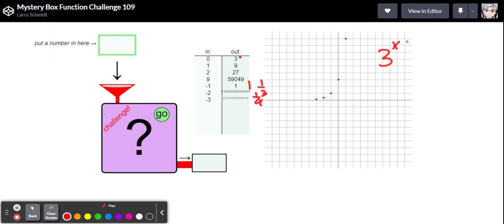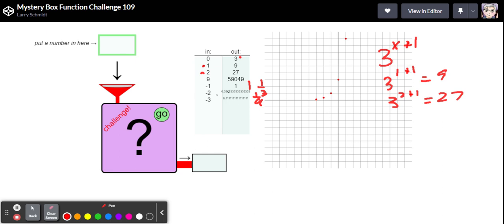So what I think maybe is happening is they're just adding 1 up here. So you're going to add 1 to your x and then take 3 to that power. Let's see if that works out. If you put in a 1, so 3 to the 1 plus 1 would be 3 squared or 9. That's what we get when we put in 1. 3 to the 2 plus 1, if we put in a 2, that would be 3 to the third. That'd be 27. That's what we get there when we put in a 2.